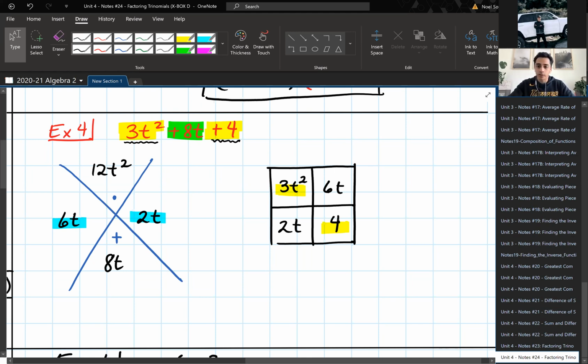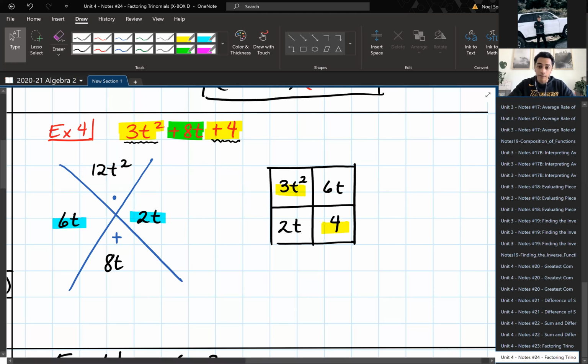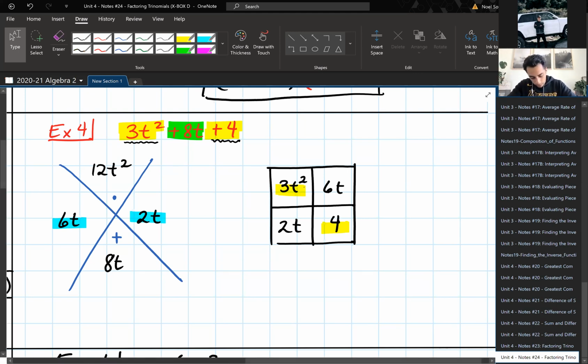All right, and then what's our job at this point? We have to basically do it about 4 times. Yeah, we have to find the GCF of every row and every column. So I like starting with the row. 3t squared and 6t. What is the GCF between the two terms on the top row? Yeah, it looks like 3t is my GCF there. Good. What about the GCF between 2t and positive 4? Yeah, that looks like a 2.